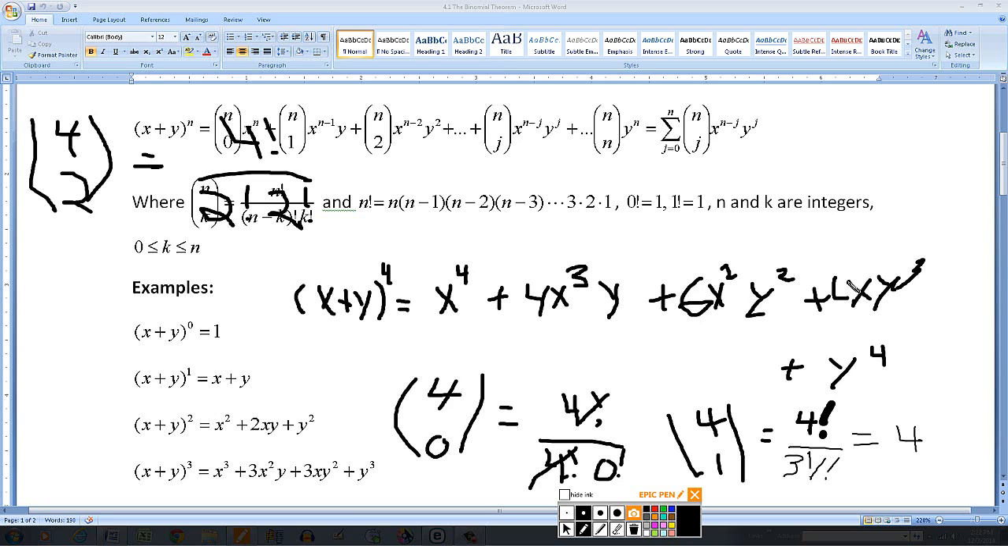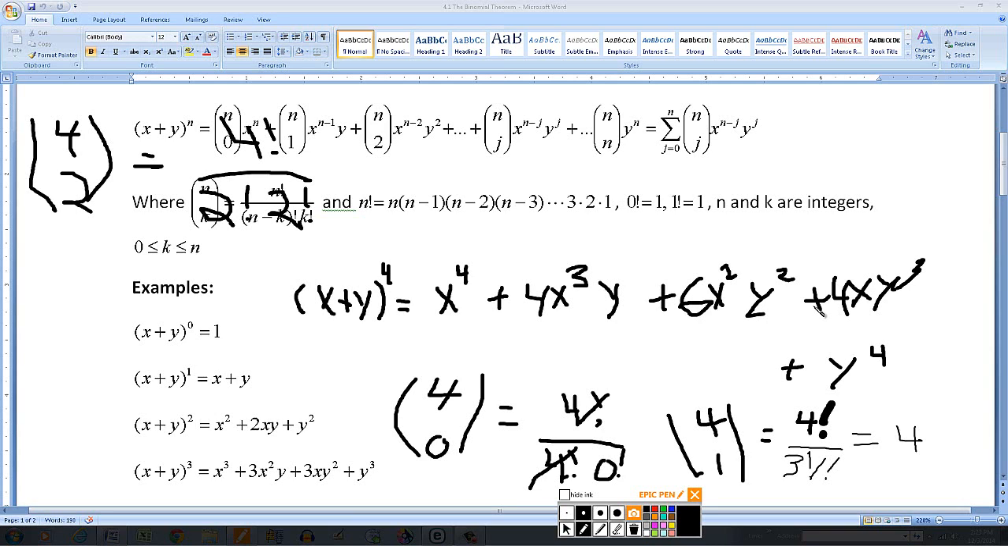And then the last one, this would be n and n. So in this case, it's 4 and 4. So you're going to have 4 factorial divided by 0 factorial times 4 factorial, but that's 1. So we get the expansion then, x to the 4th plus 4x to the 3rd y plus 6x squared y squared plus 4xy to the 3rd plus y to the 4th. And that's the way you would expand it using the binomial theorem.